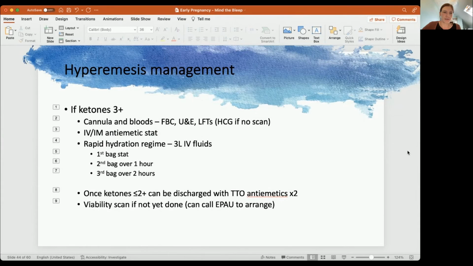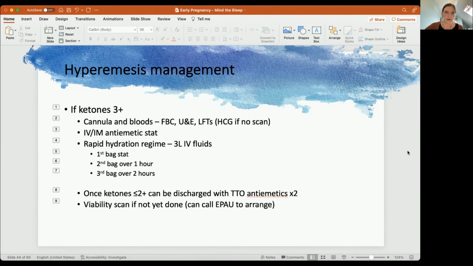So if they do have 3+ of ketones, then fair enough. They can have a cannula and bloods. We need to check, obviously, because they're dehydrated, just check their U&Es and LFTs. Again, as with anything, if they've not had a scan yet, then HCG. Give them some antiemetics, and then give them some fluids.